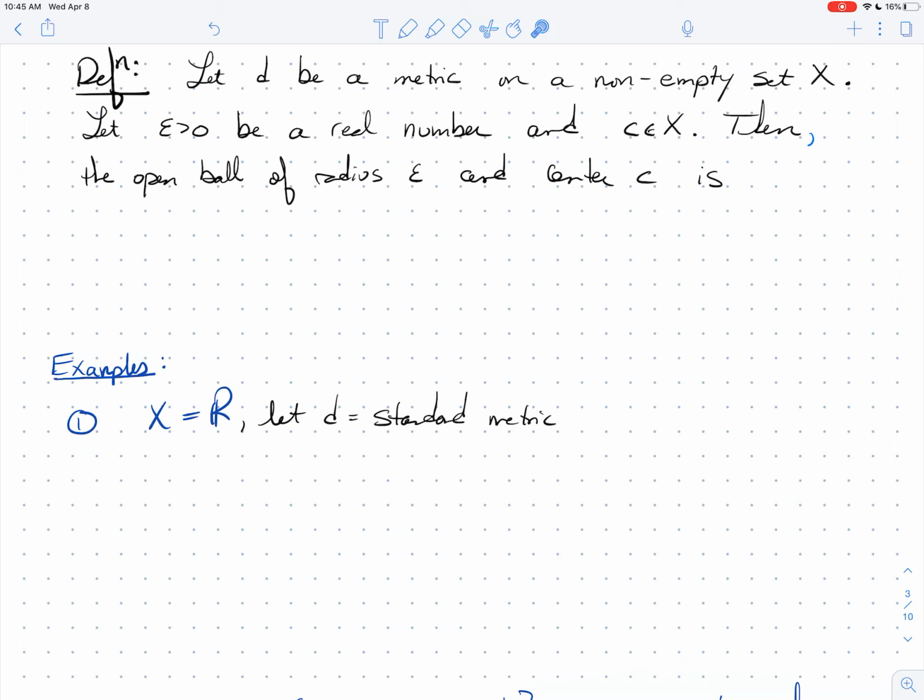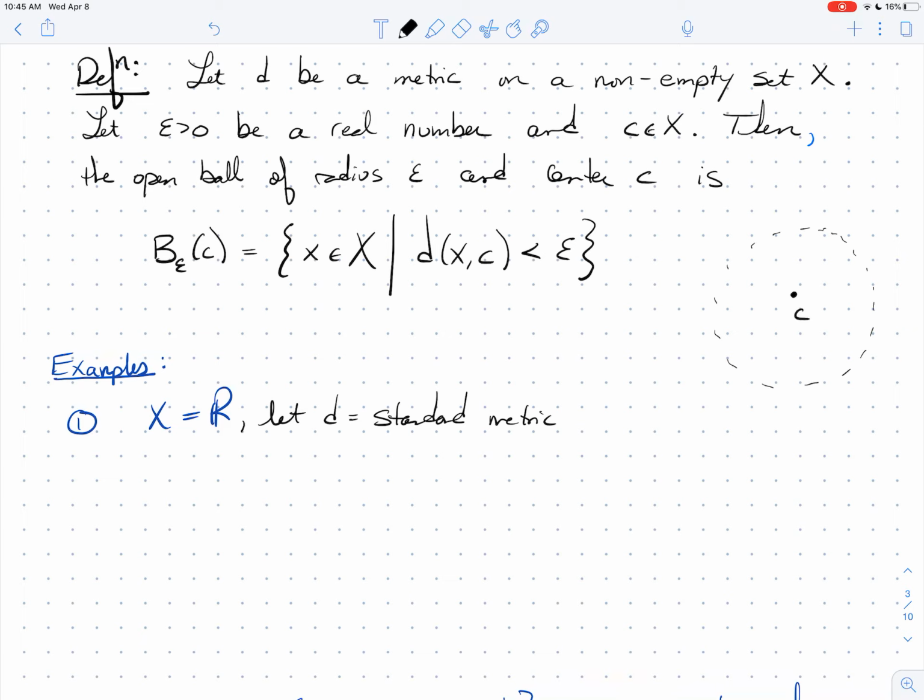Well, then the open ball of radius epsilon and center C is written B sub epsilon of C, and it's defined as the set of x in X such that the distance between x and C is less than epsilon. And if we want to think about this under the Euclidean space in R2, here's my point C, and then I'm just quite literally saying everything that's within a radius epsilon of C.